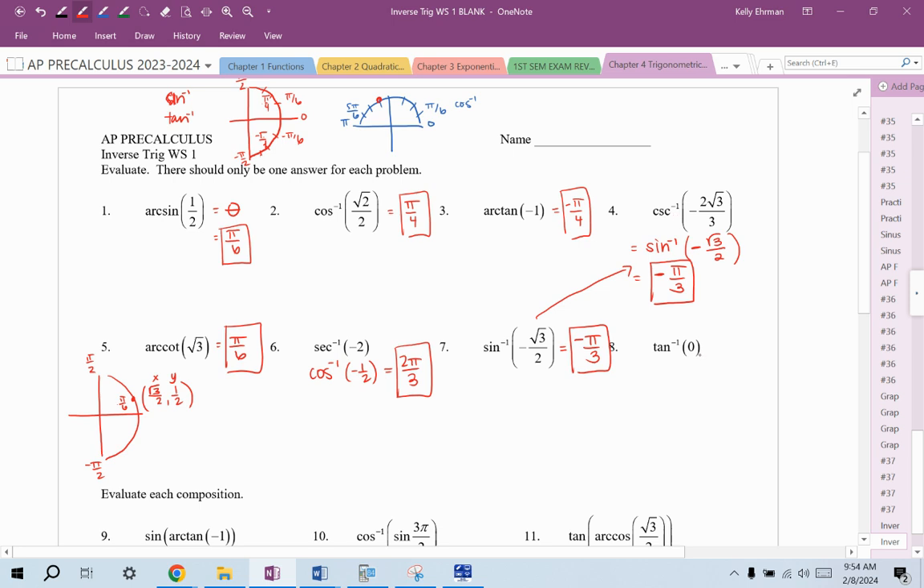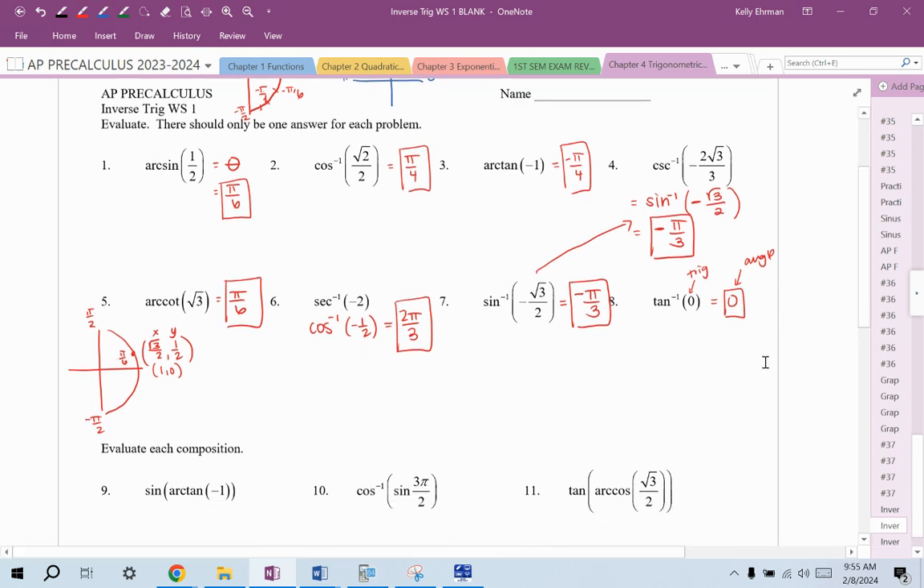Inverse tangent of 0. When is tangent equal to 0? The only non-quadrant ordered pair that you can use for tangent is 0, because you can't put in pi over 2, tangent's undefined. Same with negative pi over 2. So this answer is 0. This can get confusing. This 0 is a trig value, and this 0 is the angle. I know it doesn't matter really, but it's easy to get that mixed up.